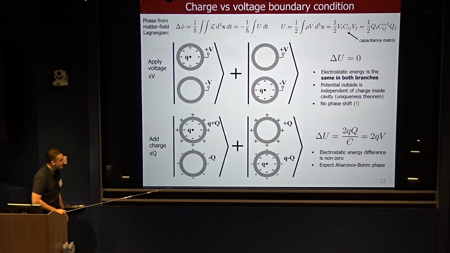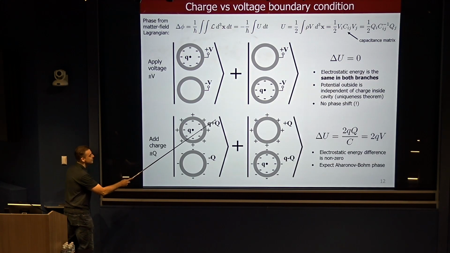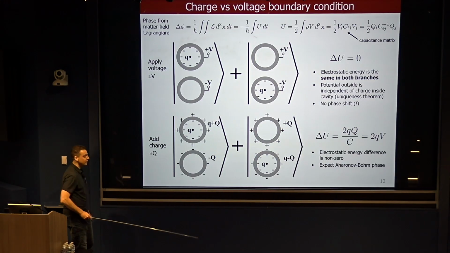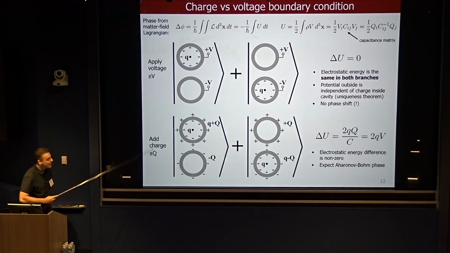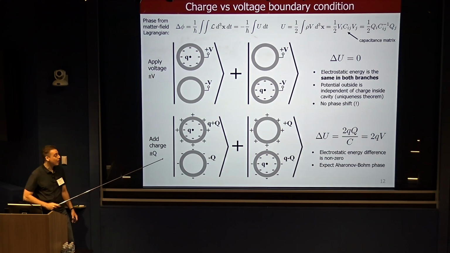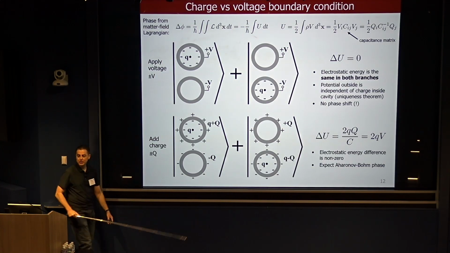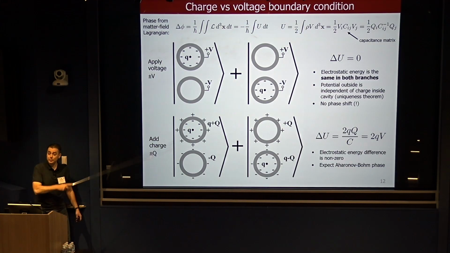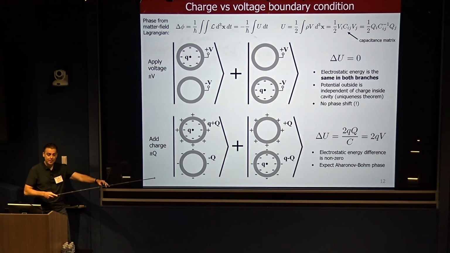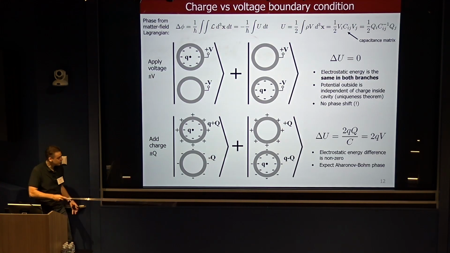However, if instead you simply add a fixed amount of charge plus Q and minus Q, if that's your boundary condition instead, then you do get a phase shift, because now the charge brought to the outside, plus small q, interacts with this big Q that you add. So these are actually different experiments. You either apply a voltage or you add a certain amount of charge. They have different predictions. And so we want this one.